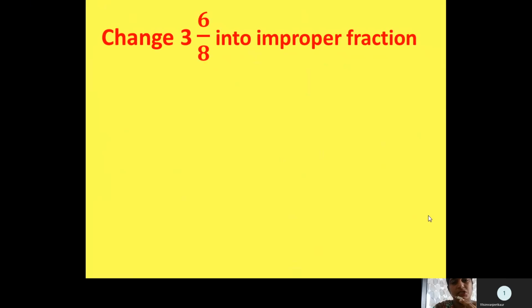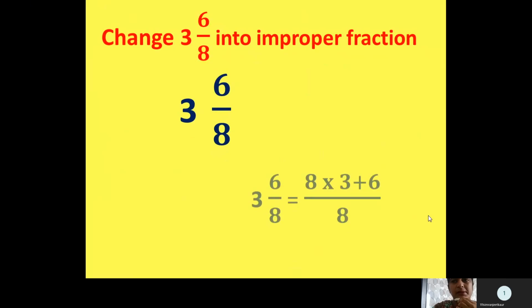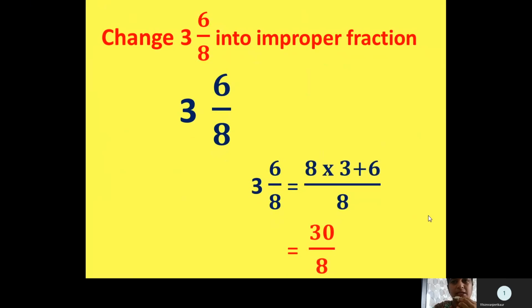Let us do one more sum. Let us change the mixed fraction 3 and 6 by 8 into an improper fraction. The way is the same. First we will multiply this 8 by 3, and then whatever answer comes, we will add 6 to it.